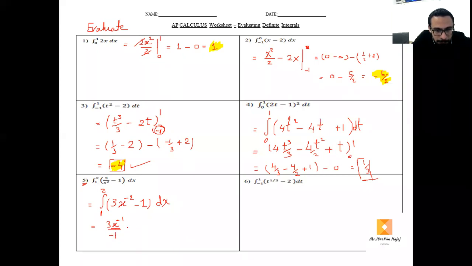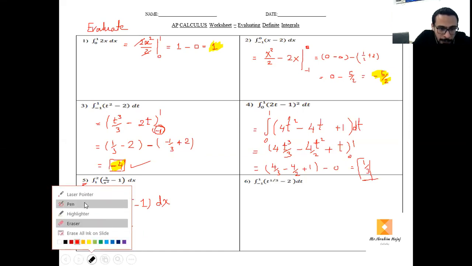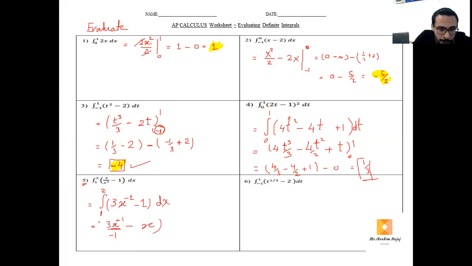So 3 to the power of negative 1, minus over negative 1. So 3x to the power of negative 1 over negative 1, minus x. It's minus x, not t, it's x. Okay, minus x, and then from 1 to 2.